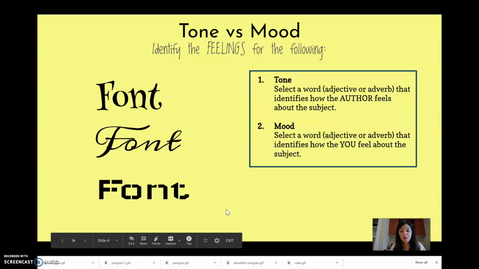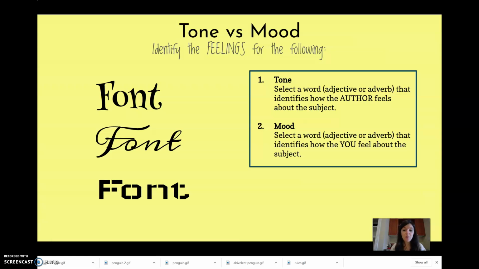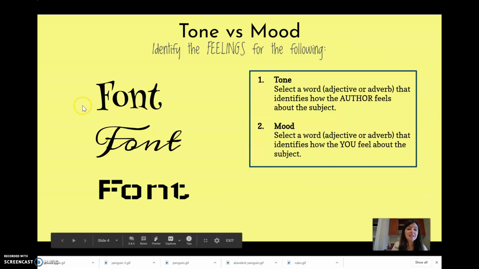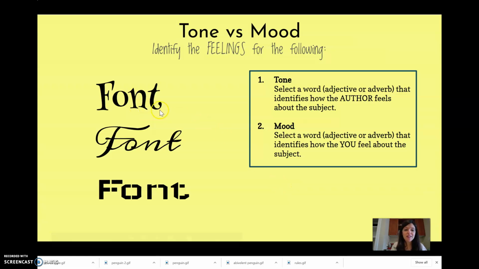And this can be with many things. So it can be with pictures, but it can also be with fonts even. So this is a silly toned font. Now, if I'm in a bad mood, this silly font might make me feel annoyed. I don't like that silly font.